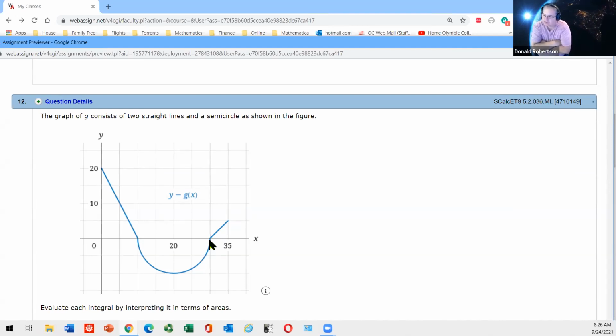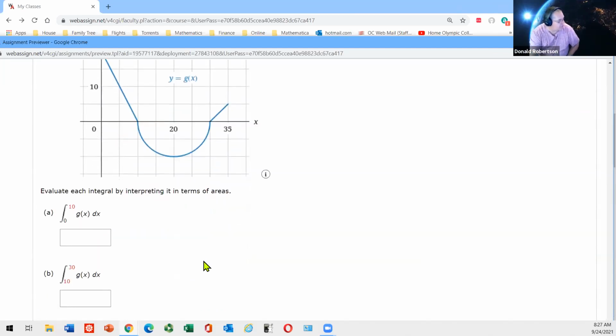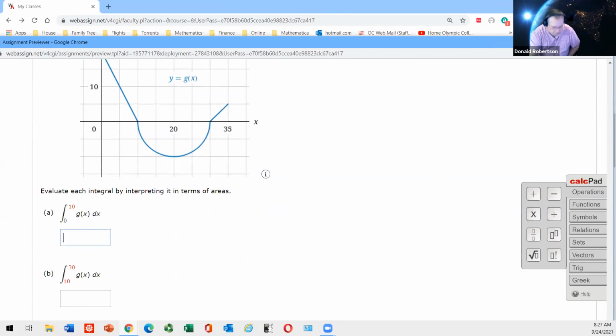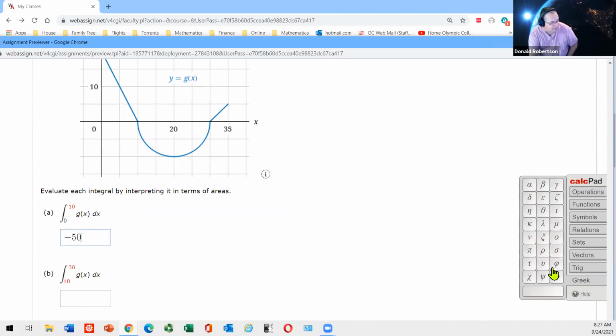What's the radius of that circle? 10. So wouldn't its area be, if it was a complete circle, pi r squared? Pi times 10 squared, 100 pi. But since it's only half a circle, won't it be 50 pi? And since it's below the axis, it's negative 50 pi. And I should be able to do it. This isn't the right one, but I just want to do it so I can do it. If I want to do negative 50, if I go looking under the Greek symbol, do you see I'll find my pi?